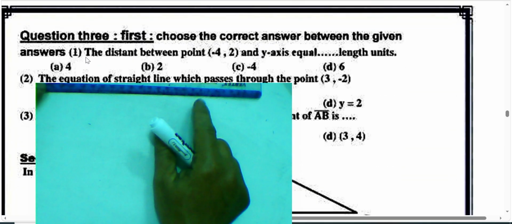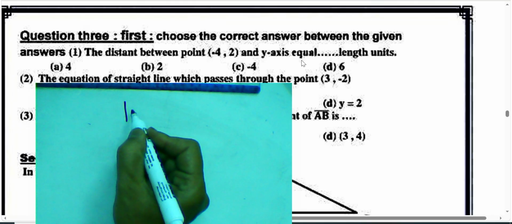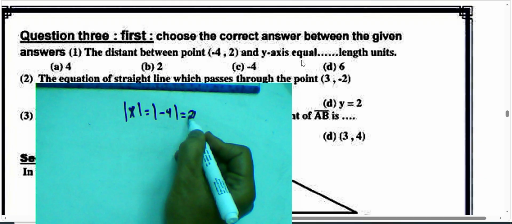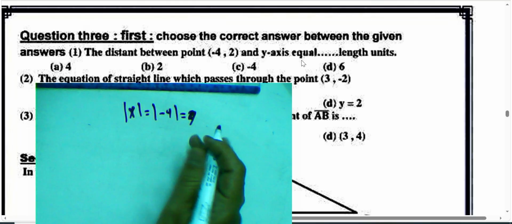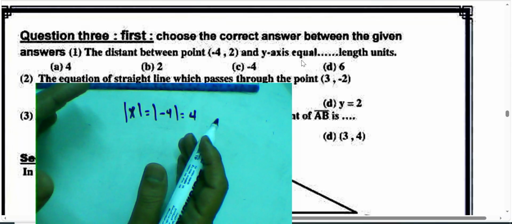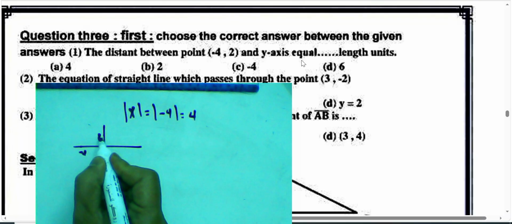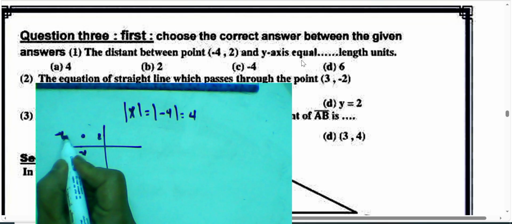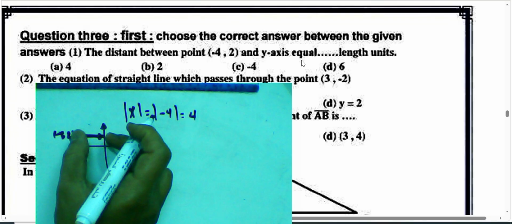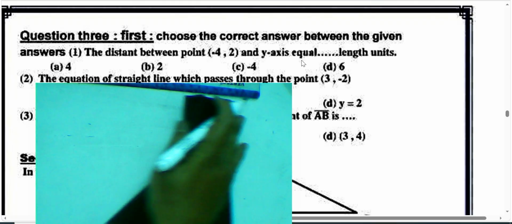Distance between a point and an axis. The distance between point (-4, 2) and the y-axis will be the absolute value of x, the absolute value of -4, which is 4. The answer will be 4. Understood? He wants to find the distance between this point and the y-axis. This distance he asked about is this distance, so the absolute value of -4 is 4 length units.